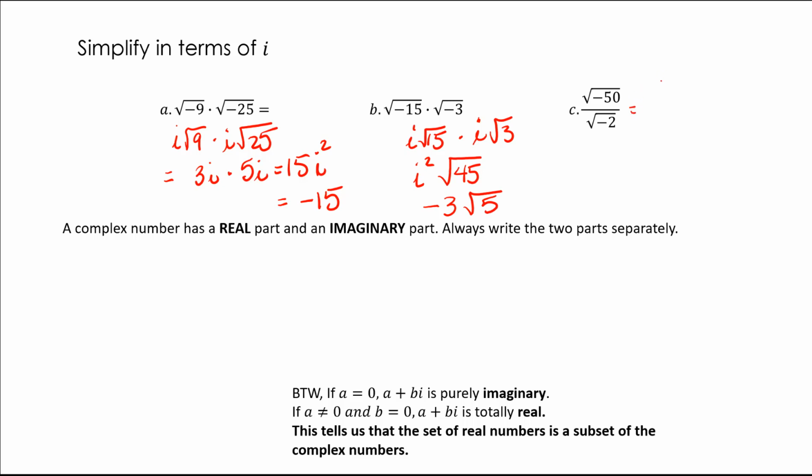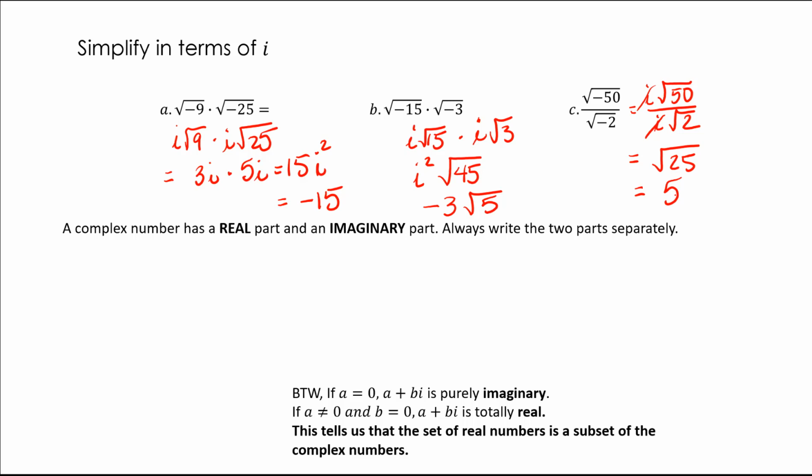And then here we can rewrite this as i times the square root of 50 over i times the square root of 2. And then we can go ahead and divide. The i's will cancel, and we will end up with square root of 25, which is just 5. So the imaginary number i is very useful.